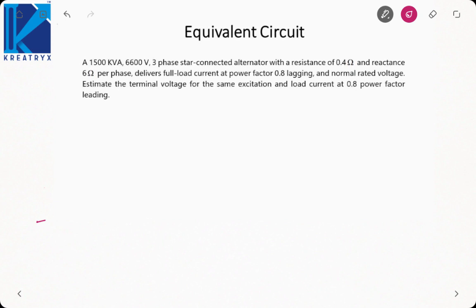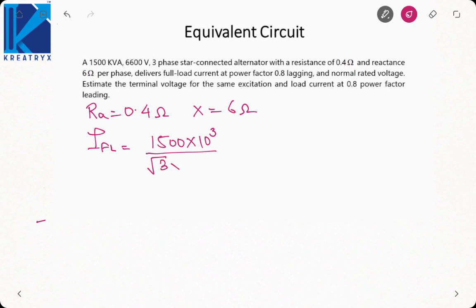It is saying a 1500 kVA, 6600 volt three-phase star connected alternator with resistance of 0.4 ohm, reactance is 6 ohm. It delivers full load current. So let us find out the full load current. 1500 into 10 to the power 3 by root 3 into 6600, because kVA is root 3 VL IL. So it will be 131.216 ampere. This is our full load current.